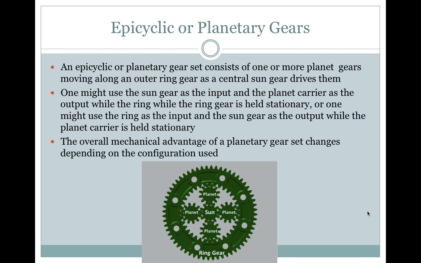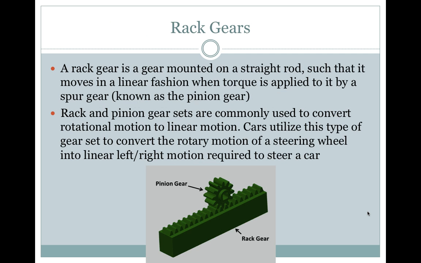Epicyclical or planetary gears. An epicyclic or planetary gear set consists of 1 or more planet gears moving along an outer ring gear as a central sun gear drives them. One might use the sun gear as the input and the planet carrier as the output while the ring gear is held stationary, or one might use the ring as the input and the sun gear as the output while the planet carrier is held stationary. The overall mechanical advantage of a planetary gear set changes depending on the configuration used.